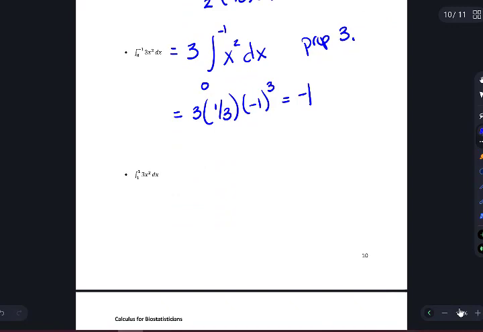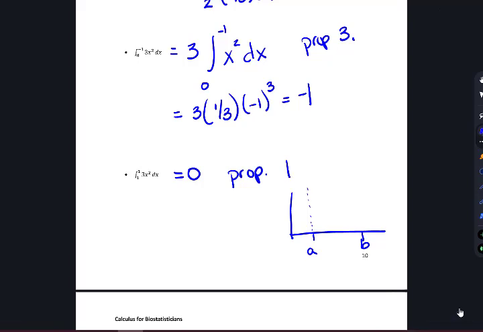The next one, we're interested in the integral from 1 to 1 of 3x squared dx. Well, notice that this is going to be equal to 0 by property 1. And that's because we're integrating from 1 to 1, or from a to a. In other words, if we were to think of our number line, or a graph of our function, we don't have an interval running from a to b. We really just have this dotted line above a, which has no area above it, and so that's why that's equal to 0.